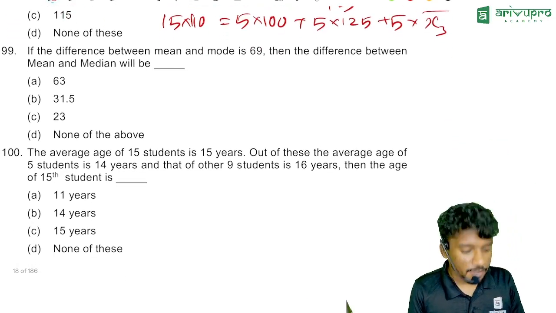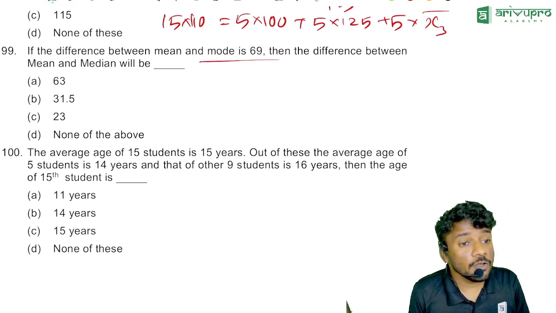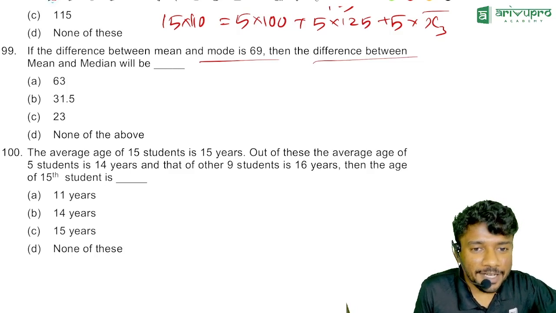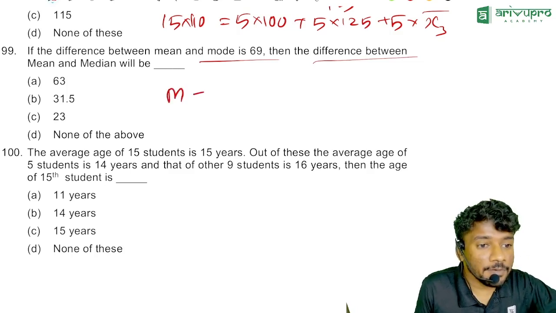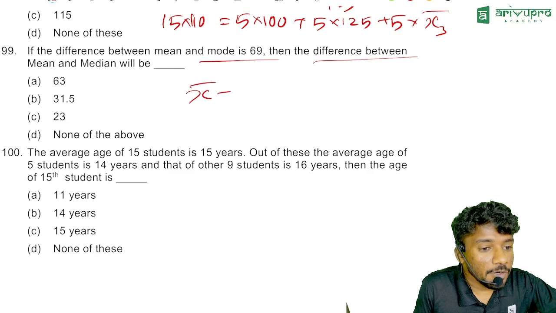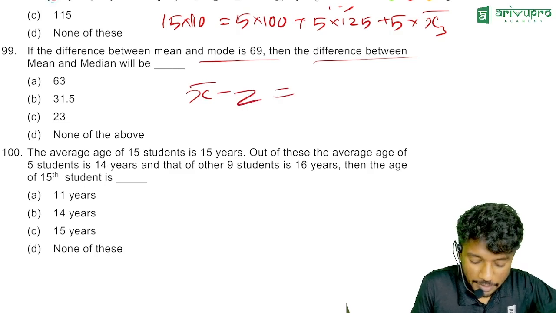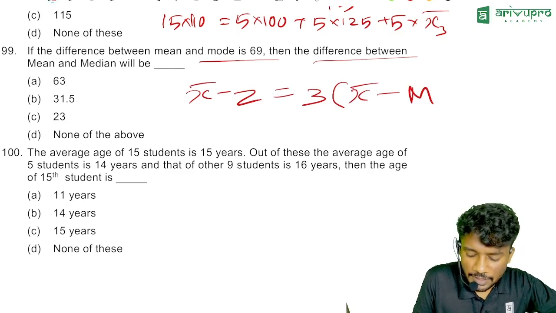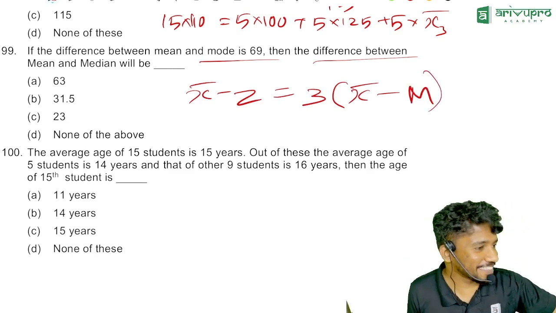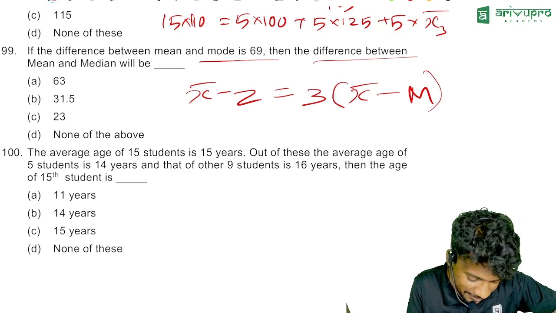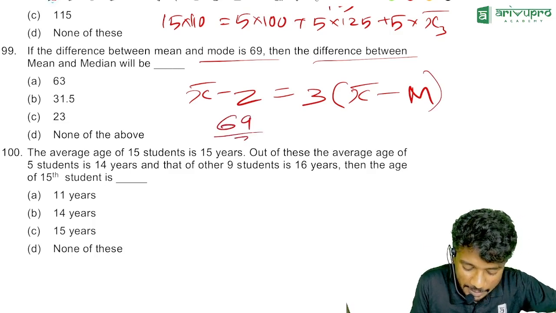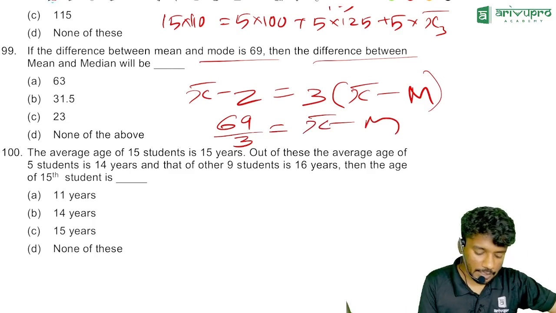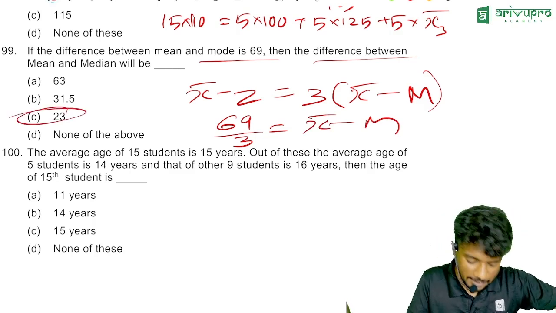What is the formula? The difference between mean and mode is 69. The difference between mean and median is how much? Tell me the formula. Mean minus mode is equal to 3 into mean minus median. Median, which letter are we using? We can use any letter according to you. What is the answer? What is given over here? Mean minus mode is equal to 69 by 3 is equal to x bar minus m. What is our answer? 23. Got it?